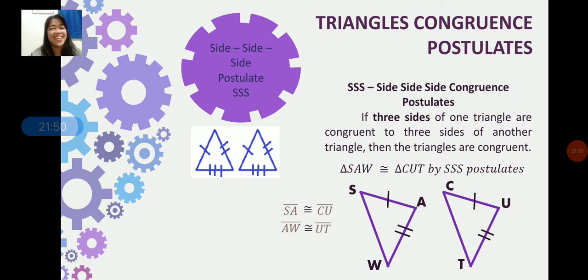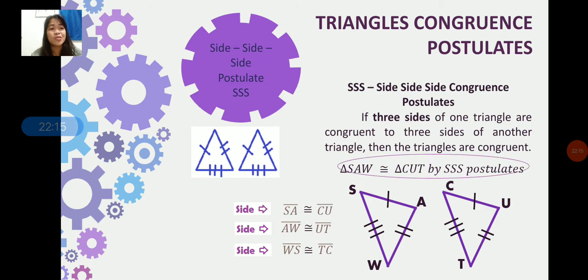UT. And then the last side would be WS. Again, it says WS. So the other part would be TC. And with that, we have the sides of these two triangles that are congruent. So we can say that indeed, triangle SAW is congruent to triangle CAT by SSS.